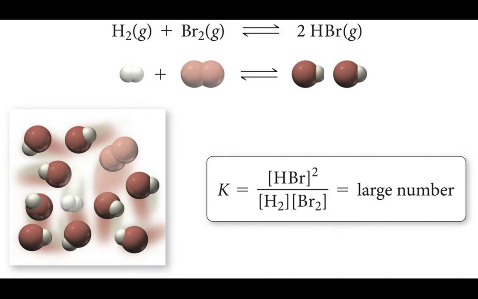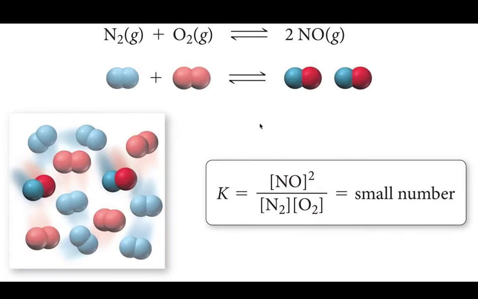So in this case, we would say it lies to the right because it's mostly products that are being produced. This particular one, if K is a very small number, then we would say that equilibrium lies to the left. If you notice there's not very much product produced, most of what's in that equilibrium mixture is reactants.